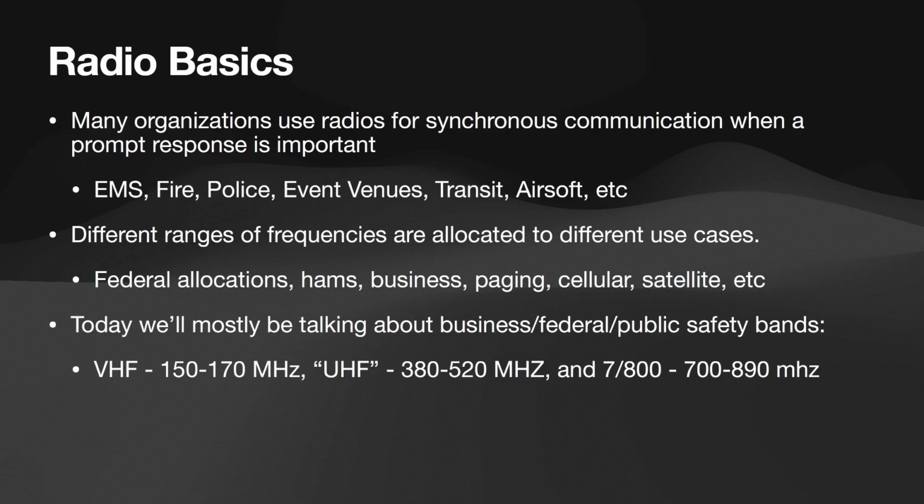Different ranges of frequencies throughout the RF spectrum are allocated to different use cases. But today we're mostly going to be talking about stuff that happens in the business and the federal and the public safety bands. These are just some rough outlines of what those bands are. You can Google it and find more info. And mostly the trunked radio systems will live up here in the 700 and 800 megahertz range, just because most of them are public safety, and that's where a lot of the public safety stuff goes.